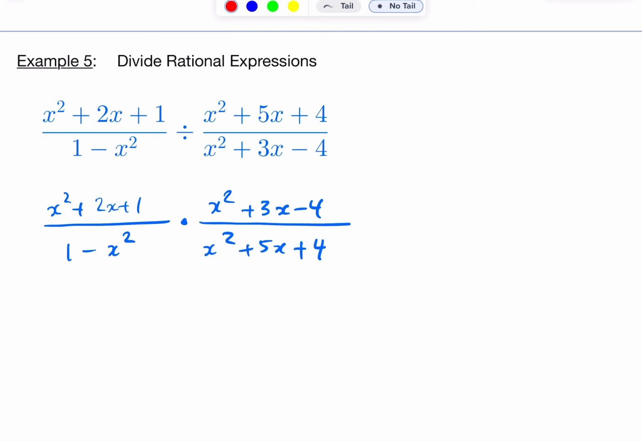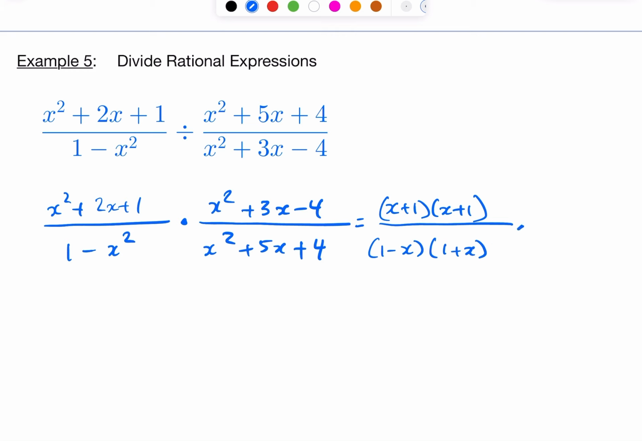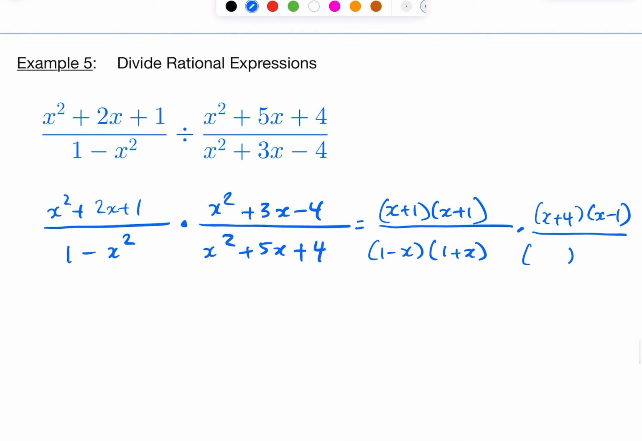Okay? So this should come out to x plus 1 times x plus 1 over 1 minus x times 1 plus x. And the second set should come out to x plus 4 and x minus 1. And the denominator should factor out to x plus 4 and x plus 1. Okay? So now we can start canceling things out. We have an x plus 1 here and a 1 plus x, which is really x plus 1. So we can cancel those out.